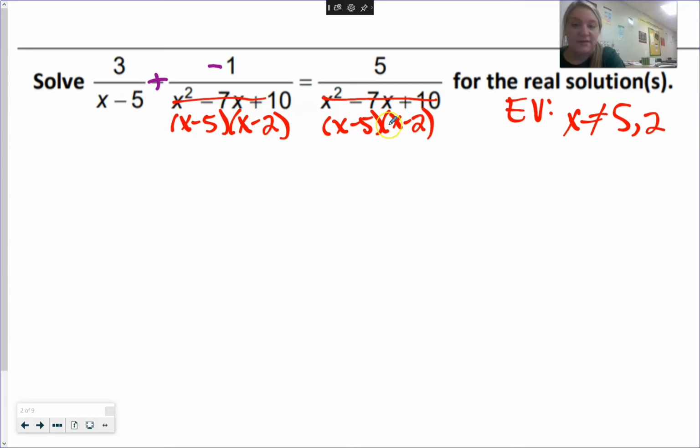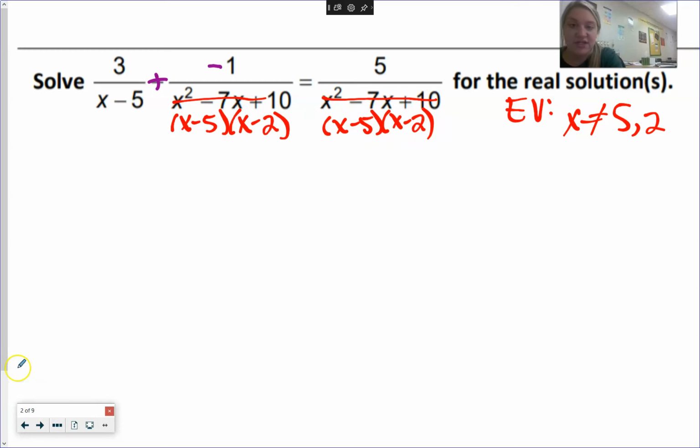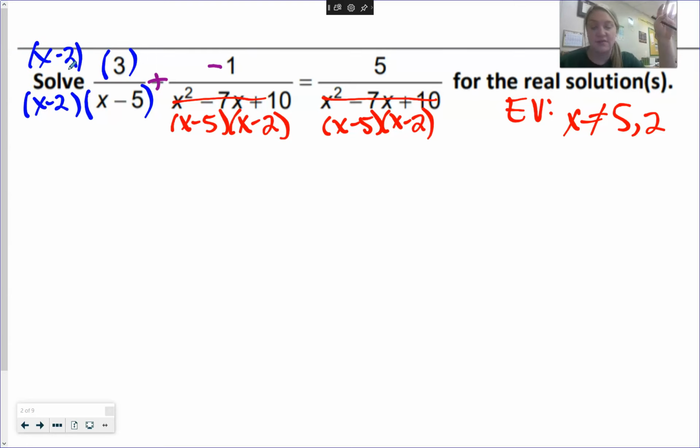Okay. Now I also notice that they all have an x minus 5, but my very first rational expression does not have the x minus 2 part. So we're going to bring that to this first expression, x minus 2. Again, once my denominators are the same, which they are now, I don't need them anymore. They've done their job.